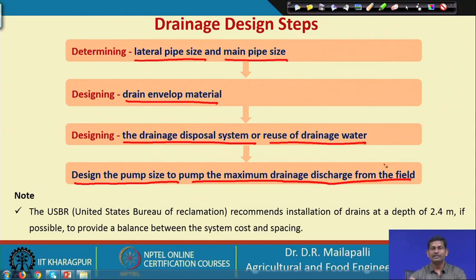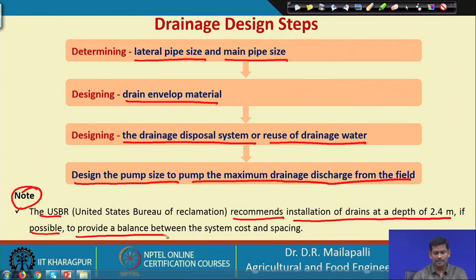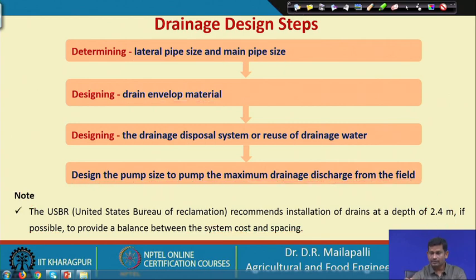So, once the drainage water is coming to the main ditch, then the outlets come into the picture. So, whether you need to pump out or use a gravity outlet. Basically there is a note: the United States Bureau of Reclamation recommends installation of drains at a depth of 2.4 meters if possible, to provide a balance between the system cost and spacing. So, that is what USBR found, the 2.4 is ideal for a cost effective drainage system design.